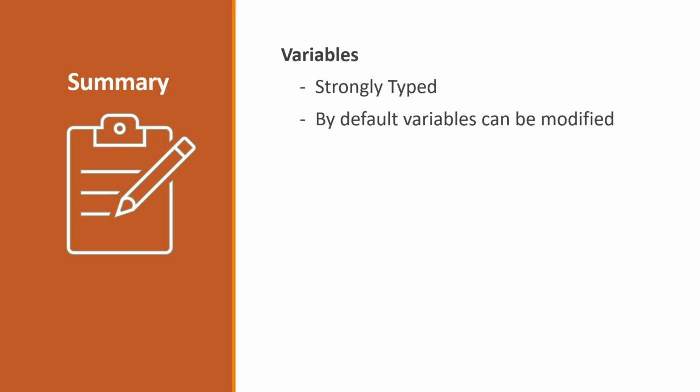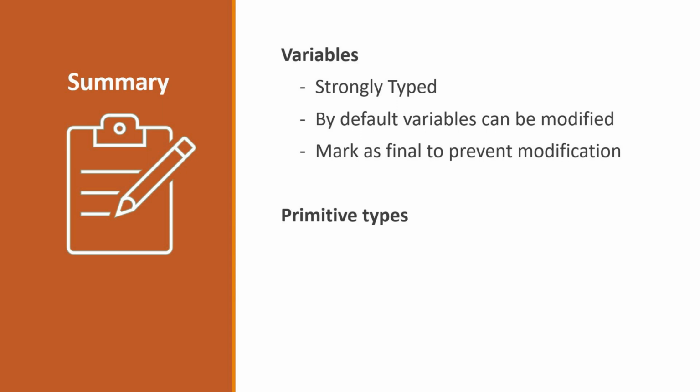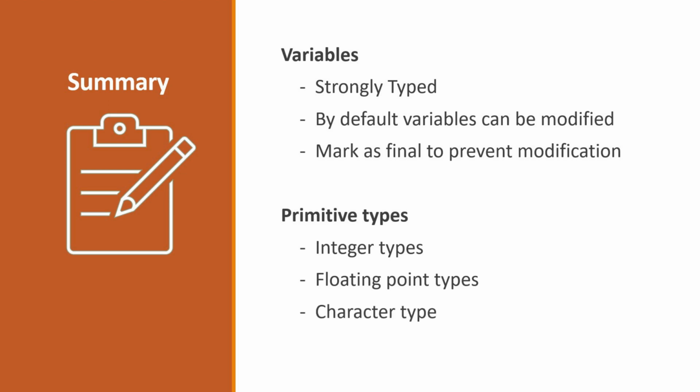But we do have the option of declaring a variable as final. In that case, the compiler will make sure that once we assign an initial value to that variable, we do not attempt to modify the variable. Remember that Java has a rich type system, and the foundational types are what are known as the primitive types. There are 4 categories of primitive types. We have the integer types, which store whole numbers. We have the floating point types, which can store values with a fractional portion. We have the character type, which can store a single character. And then the Boolean type, which can store true and false values.